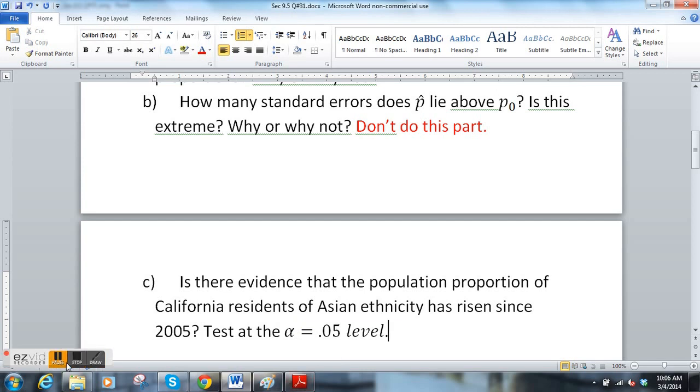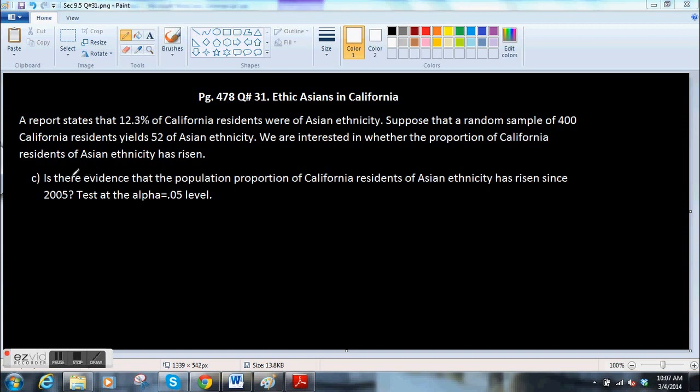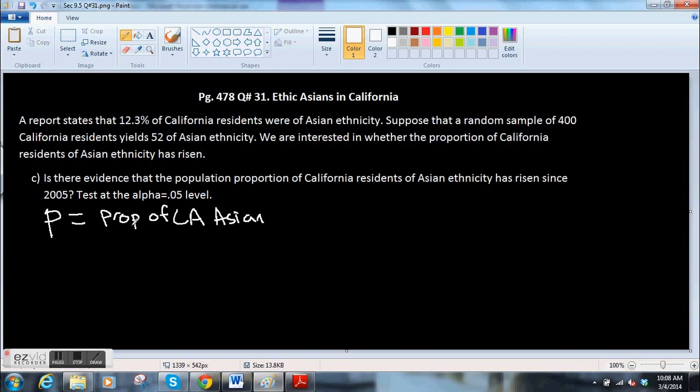Okay, I'm going to clear my paint picture. Hold on. Okay, problem. Again, we're looking for evidence that the population proportion of California residents of Asian ethnicity has risen since 2005. As I do on the hypothesis test for a mean, I like to make little notes in the margin about what some of these things are. First thing, what is the population proportion that we are testing? P equals the proportion of Californians who are of Asian ethnicity. I'm going to write proportion of Californian Asians to save space. And that's now as opposed to in 2005.